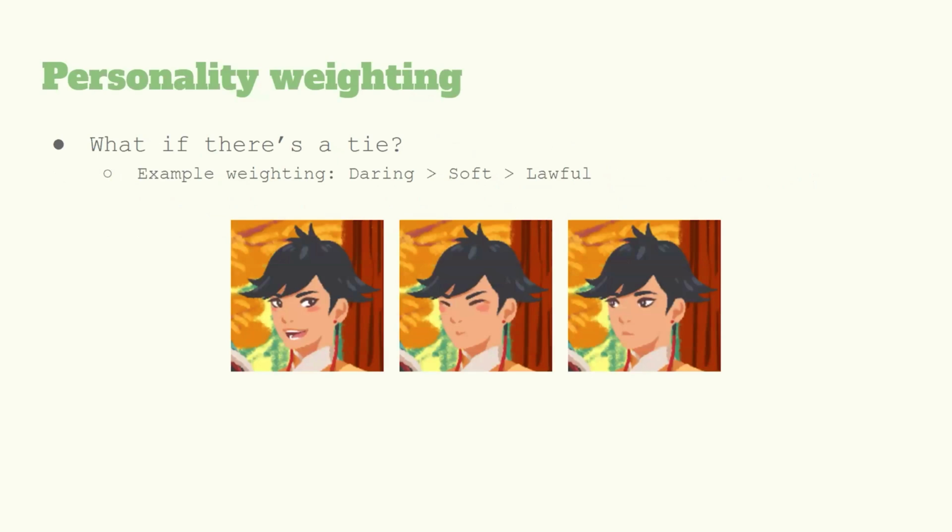So, if there's a tie, what do you do then? In Brassica, we decided that in the case of a tie, Saffron's daring personality will be weighted the most, while the soft personality will be weighted more than the lawful one. This is simply because soft automatically takes a backseat to daring in most situations, and the soft variations are usually funnier than the lawful ones. So just think about what makes sense for your story and what will be the most enjoyable for the player.